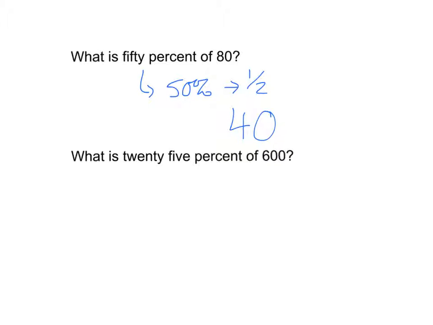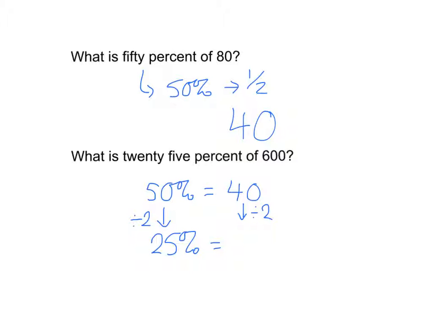So to find 25%, if we already know that 50% is 40, then we're going to say, well, 25%, that's smaller than 50%. It's actually half the size. So if I get 50% and half it again, that gives me 25%. And so 40 halved, or 40 divided by 2, will give me 20.